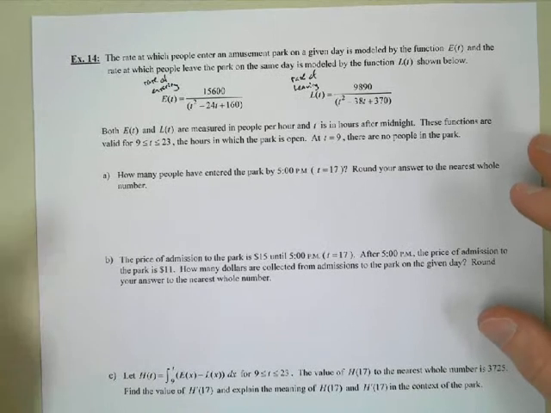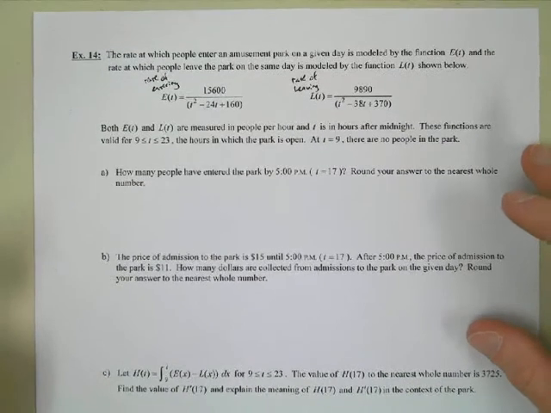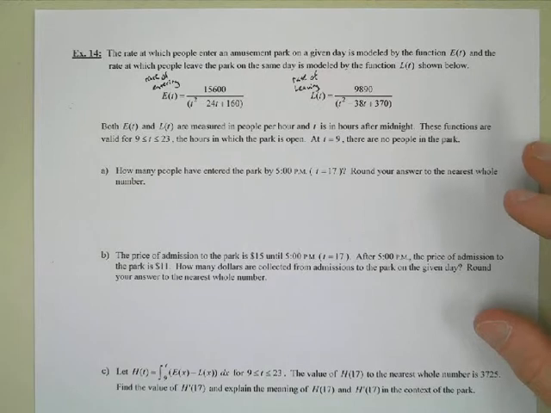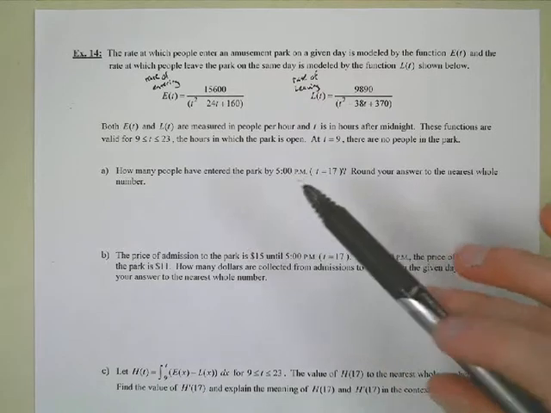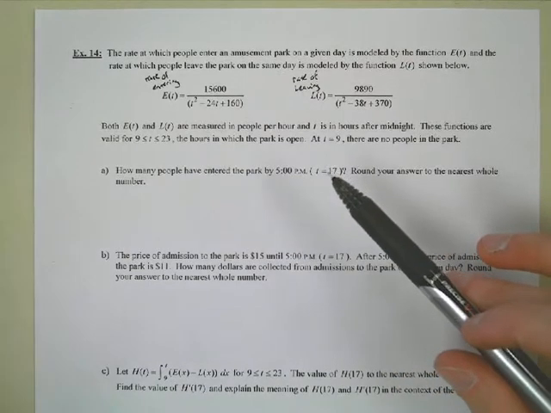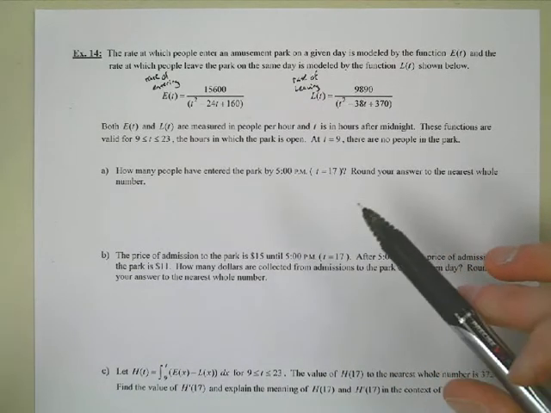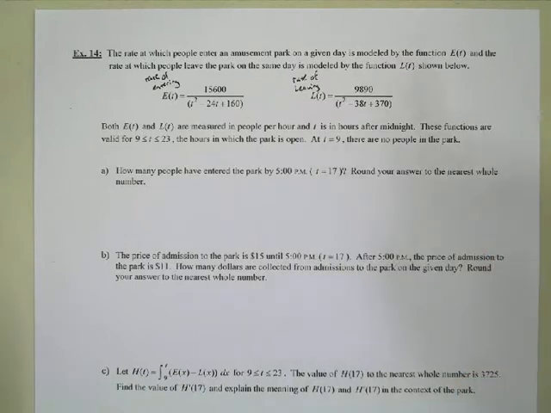What's our setup here? E of 17? Connor, do you have a question or comment? Well, I was going to say, why don't we do t equals 8? T equals 17, because 5 p.m. is 17 hours after midnight. But the equations are only valid from 9 to 23, right? So 9 is the starting point? Yes, 9 is our starting point here. That's right.